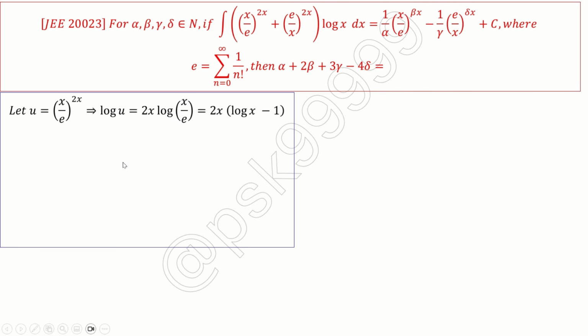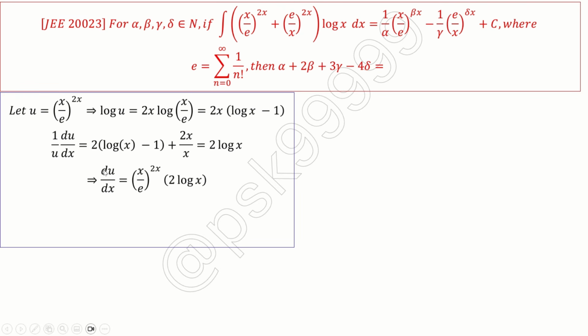Log e is 1. Okay, now if I differentiate this, 1 by u du by dx equals 2 times, this is x into this expression, right? So first I differentiated x, so 2 into (log x minus 1) plus 2x into the differentiation of (log x minus 1), which is 1 by x. Okay, so if I simplify, this is 2 log x. So du by dx is nothing but (x by e) to the power of 2x into 2 log x. Okay, note down this one and then take the second part.